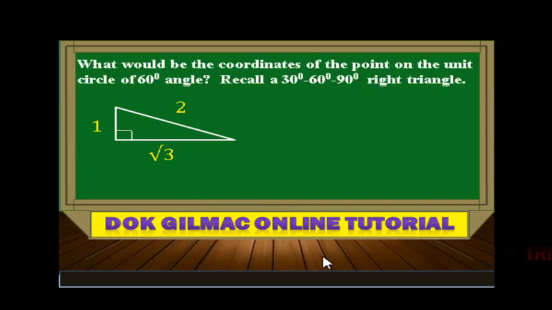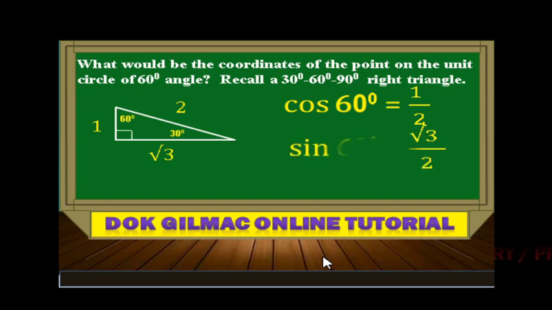What would be the coordinates of the point on the unit circle of 60 degrees angle? Let's recall 30 by 60 by 90 degrees right triangle. So from here we have cosine 60 degrees is just equal to 1 half and sine 60 degrees is equal to square root of 3 over 2. So therefore, the coordinates are 1 half and square root of 3 over 2.